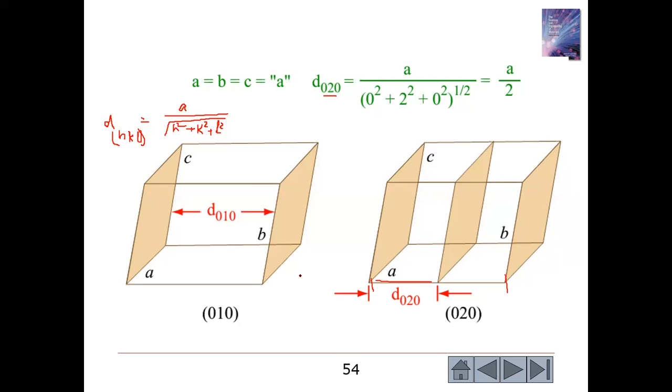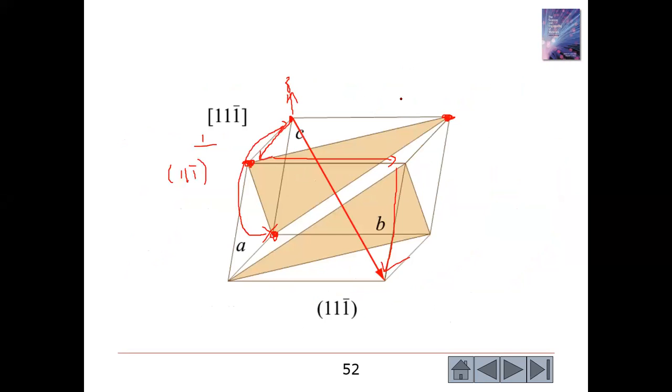Okay. You can do the same for this one, right? So it will be A divided by the square root of 1 square plus 1 square plus 1 square. So this will be A divided by root 3, right?